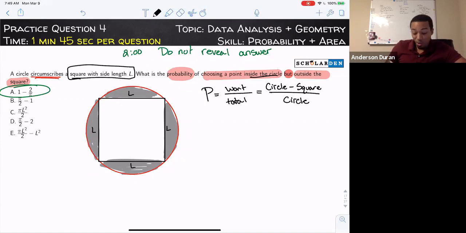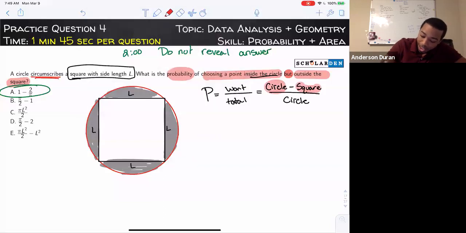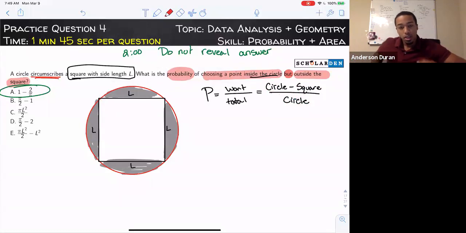So again, we want everything inside the circle. Let me just change sizes here. We want everything inside the circle, but outside the square. So we need to take that square away, and the entire possibility is picking anything inside the circle. Give me a yes if we understand that so far. Perfect. So again, one more time, it's the circle except the square, and then the total possibility is just the entire circle.